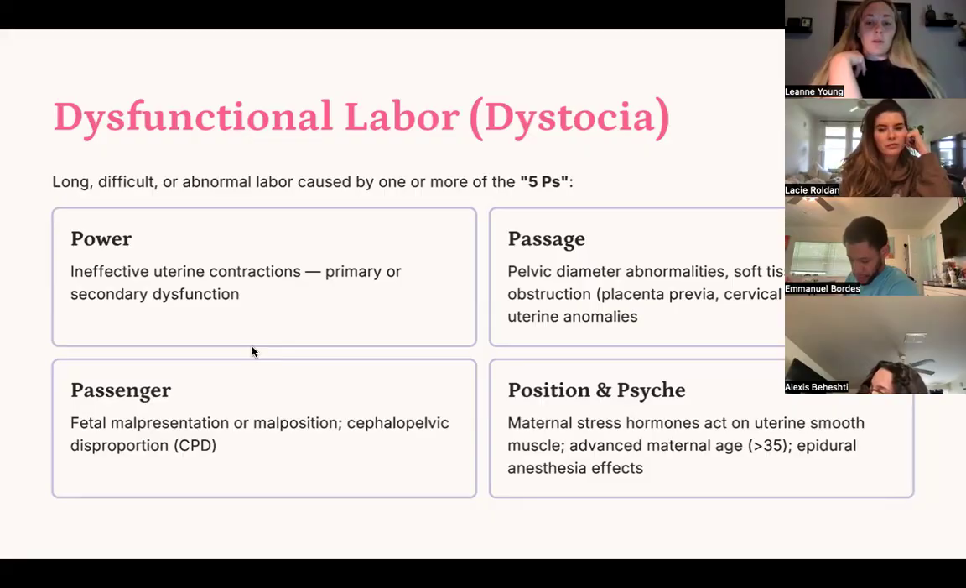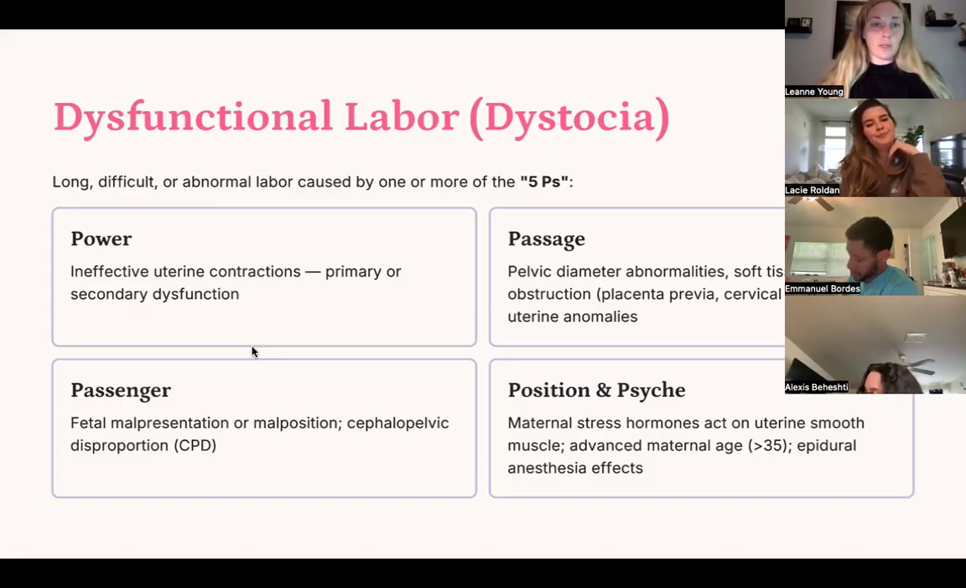Sometimes we see this more with advanced maternal age. We see labor dystocia, dysfunctional labor. Sometimes, if a mom has had an epidural or any other type of anesthesia that can stop our uterine contractions, we might need to incorporate IV Pitocin or add other medications in to bring those contractions back for her.